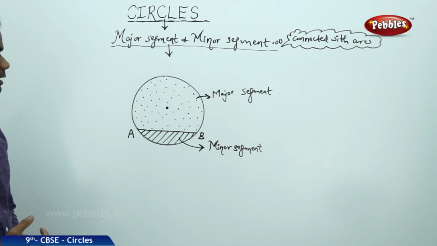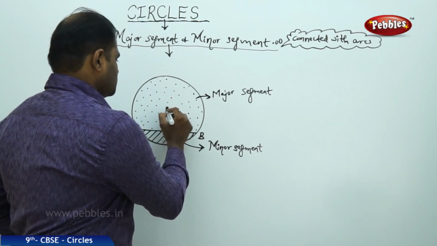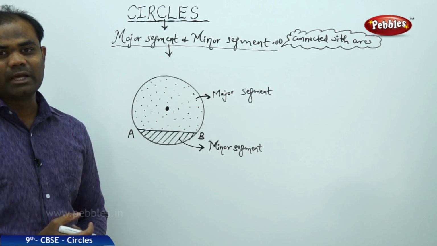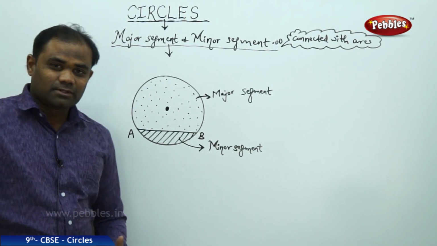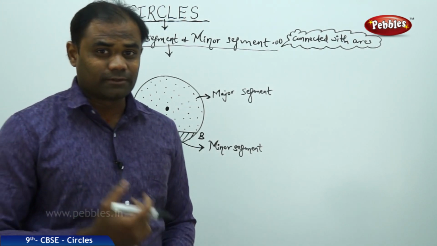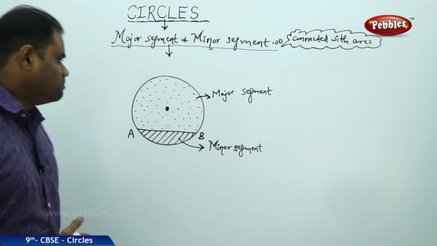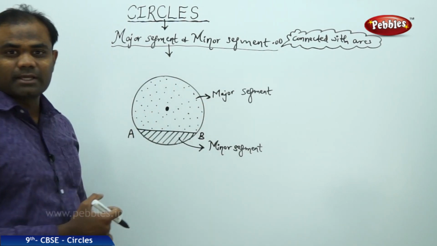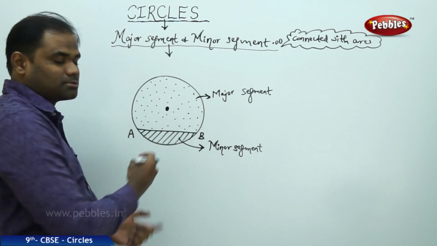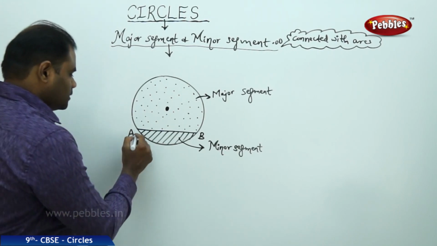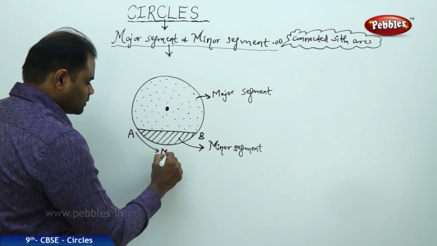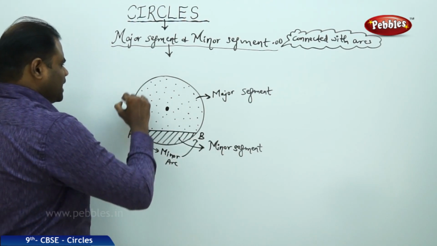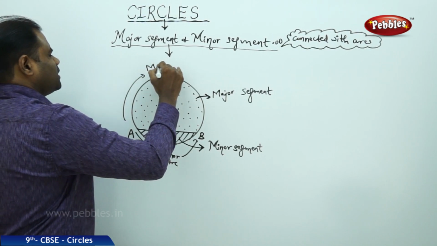This is how we understand the major and minor segment. Now comes the question of how we connect them with the arcs. So let's revisit the definition of an arc of a circle. We know that the major arc is the arc which is bigger in size, and the minor arc is the arc which is smaller in size. So obviously this acts as the minor arc, and this acts as the major arc.